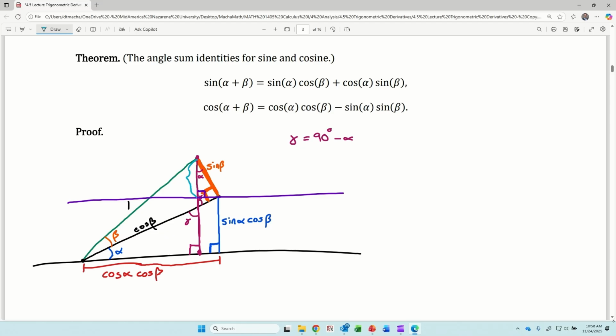That would be the adjacent side of this right triangle, the side adjacent to the angle alpha. And so I'm thinking about cosine alpha. If cosine alpha is the ratio of this length to the hypotenuse, sine of beta, then this vertical length in teal would be cosine alpha times sine of beta.